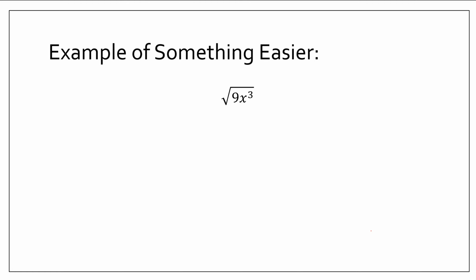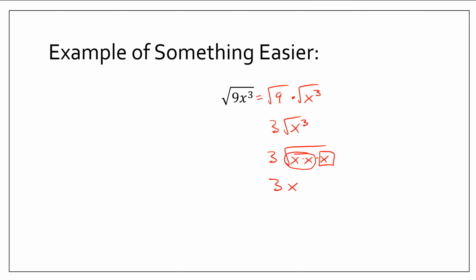Remember, the whole idea of simplifying square roots is that I can split them up, right? So this I can split up into the square root of 9 times the square root of x cubed if I wanted to, because I know that the square root of 9 is 3. And then also this square root of x cubed, maybe I could write it like x times x times x. And since I have a pair of x's, the square root of x times x is just x. Now this guy doesn't have a pair, so he gets left under, and here's my fully simplified square root.